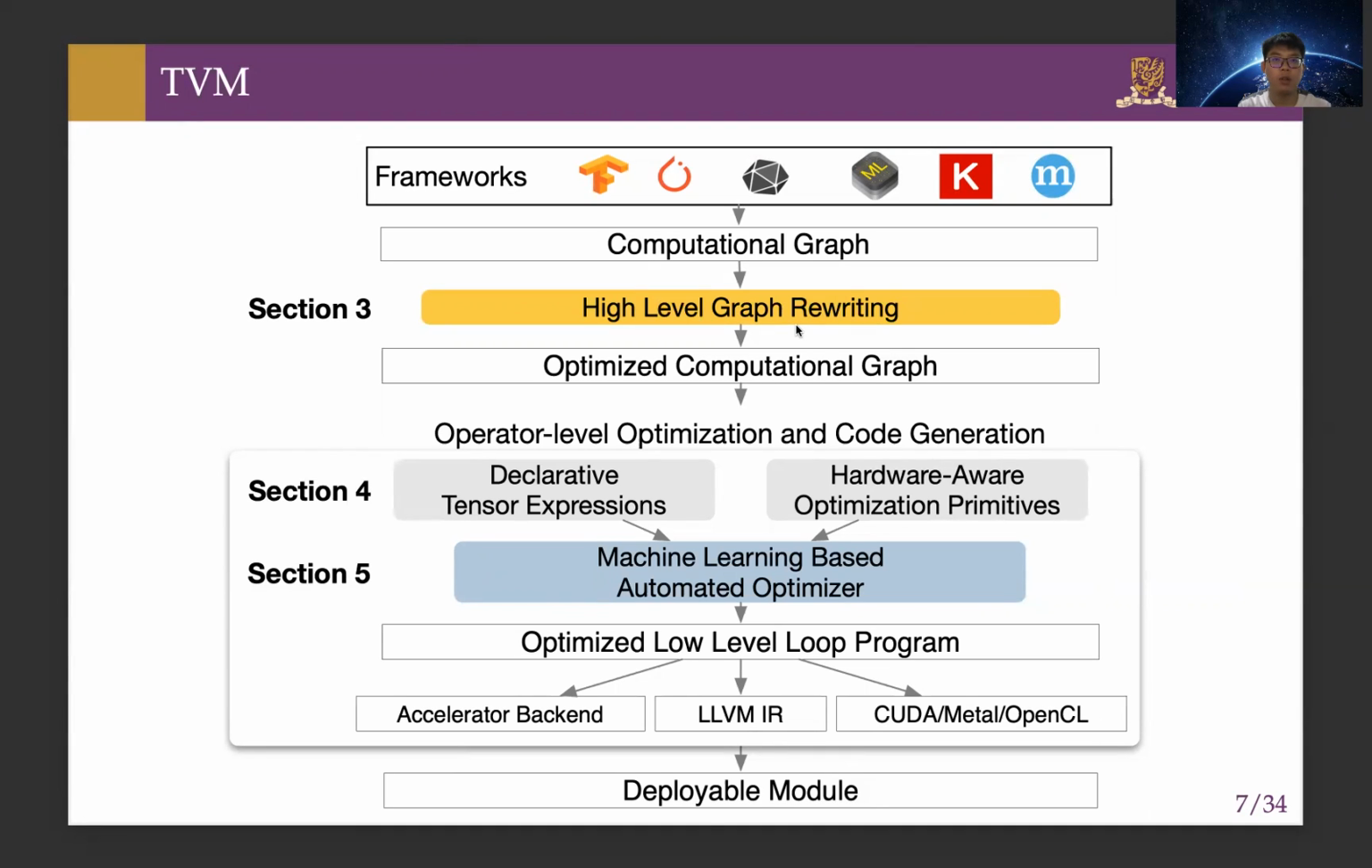For the tensor level optimization, TVM uses an idea similar to Halide. It decouples the algorithm and schedule, and can support lots of different backends, including NVIDIA GPU, ARM CPU, Intel CPU, and ASIC. Our workflow follows the same pipeline as TVM.